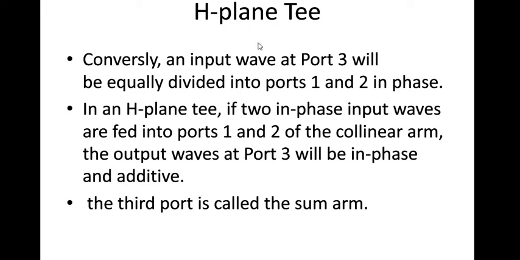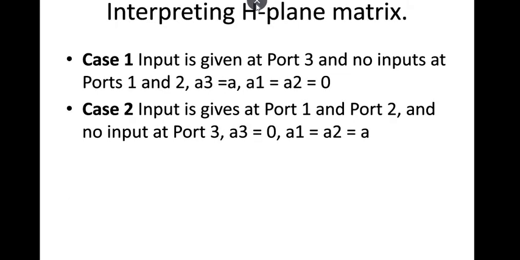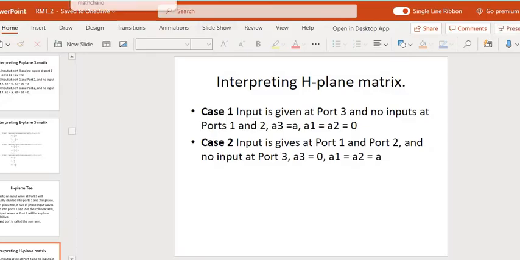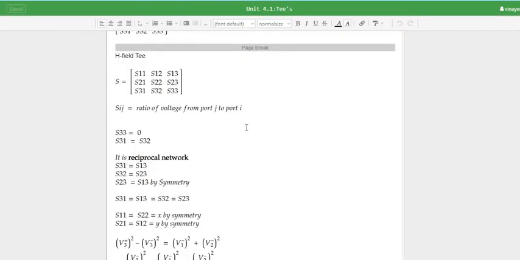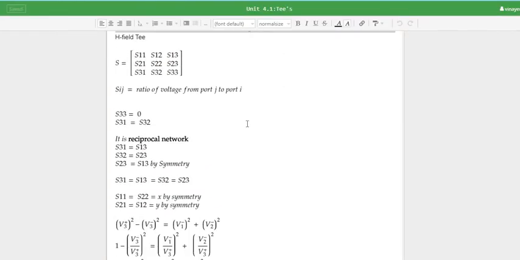Now let us look at the S matrix of an H-plane T and understand how it is derived. H-plane T is a three-port network, so the S matrix will be 3 cross 3. There are 9 S parameters of the H-plane T.